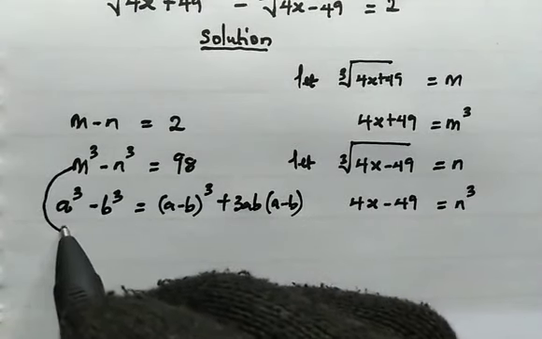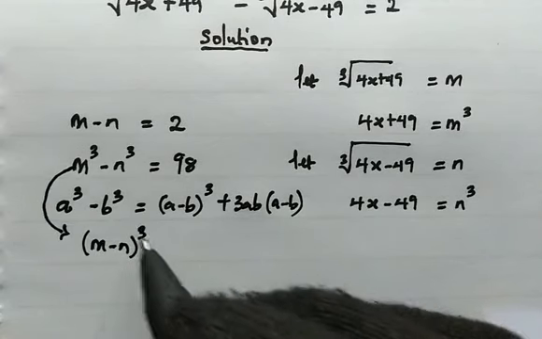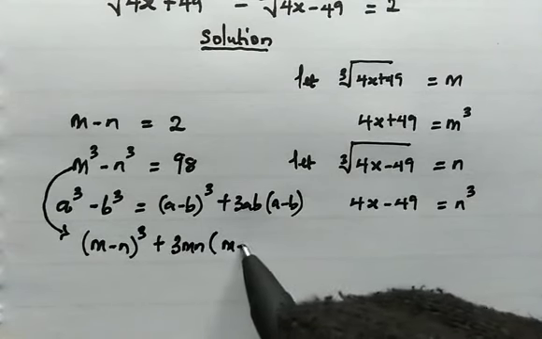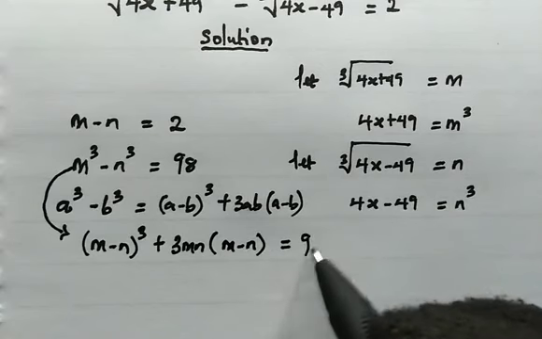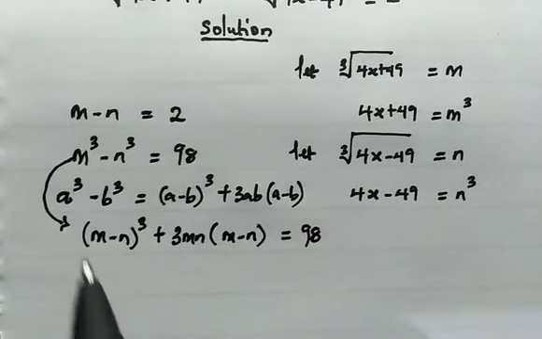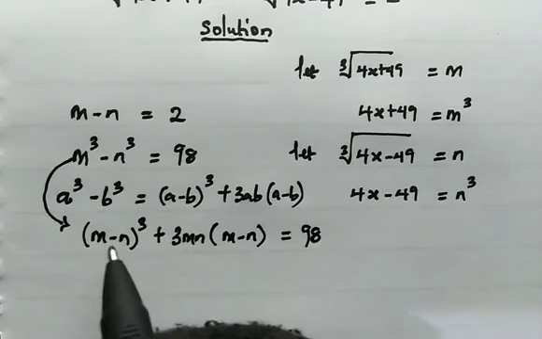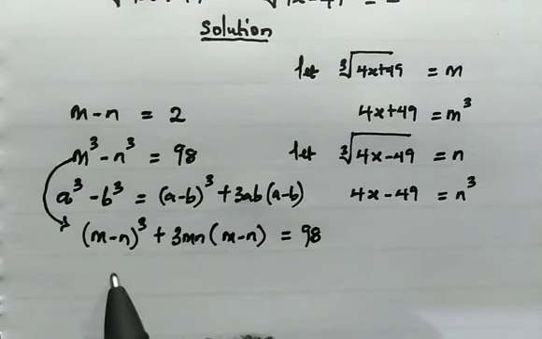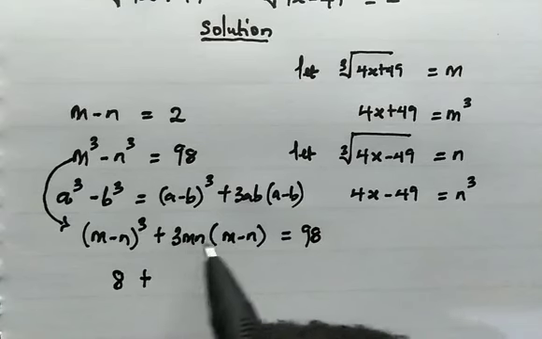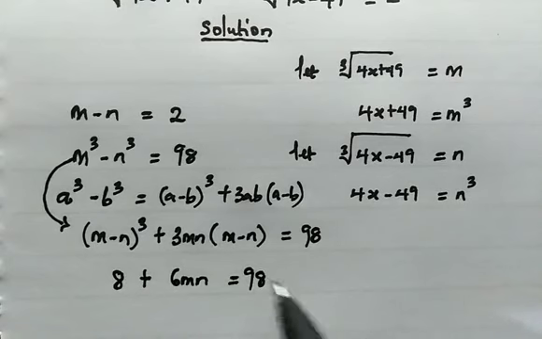This equation right over here, we can write it as m minus n cubed plus 3 times m times n into bracket m minus n, and this is equal to 98. Now, this is very helpful because we have the value for m minus n, right? When we substitute the value here, this will become 2 cubed, which is 8, plus 3mn times 2 will give us 6mn, right? And this is equal to 98.